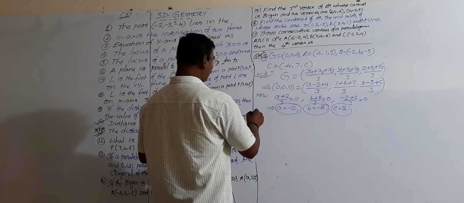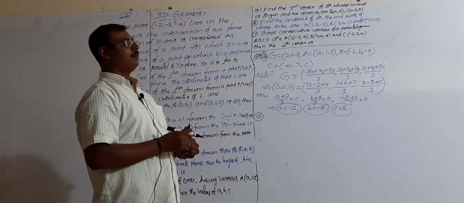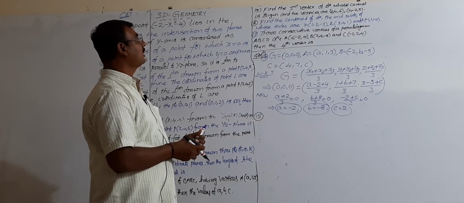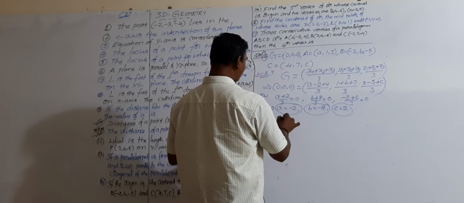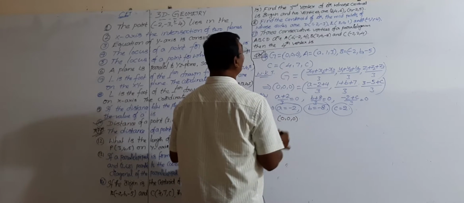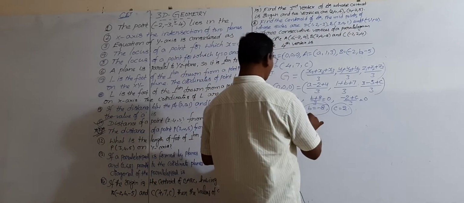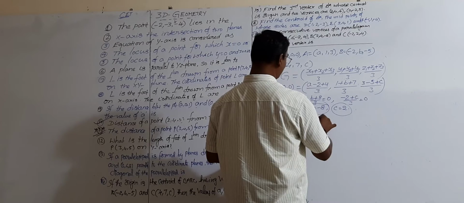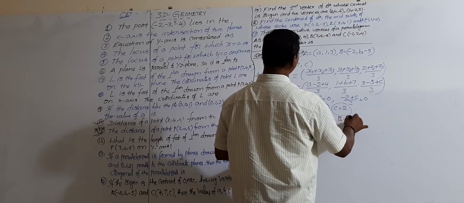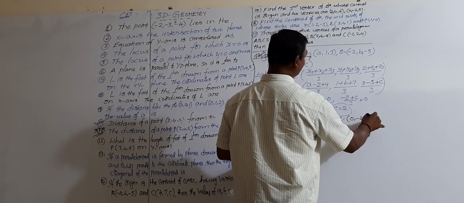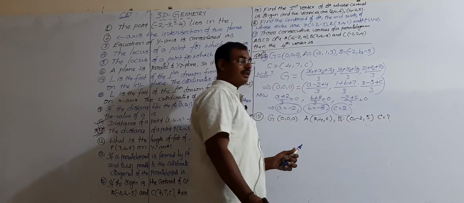Find the third vertex of a triangle ABC whose centroid is the origin. In this problem, the centroid is given, and two vertices are given. What are the two vertices? Let us take A is equal to 2, 4, 6. B is equal to 0, minus 2, 5. What is being asked? The third vertex. C is what? It is our question.